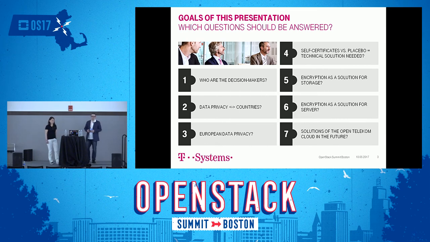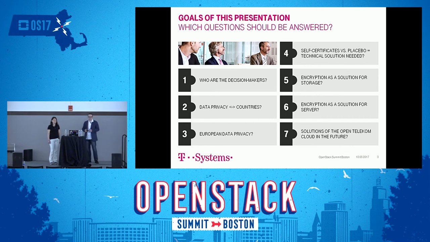Goals of this presentation. So what should be answered today? So give you an understanding, who are the decision makers? So what are the stakeholders? To whom do you need to talk if you are talking about privacy and all the security relevant topics in the context of a public cloud? Then data privacy versus country. So legislation is not common in every country, and especially not between Europe and the United States, and also not within Europe. So what are the differences? What do we need to think about? What do we need to take into account here?